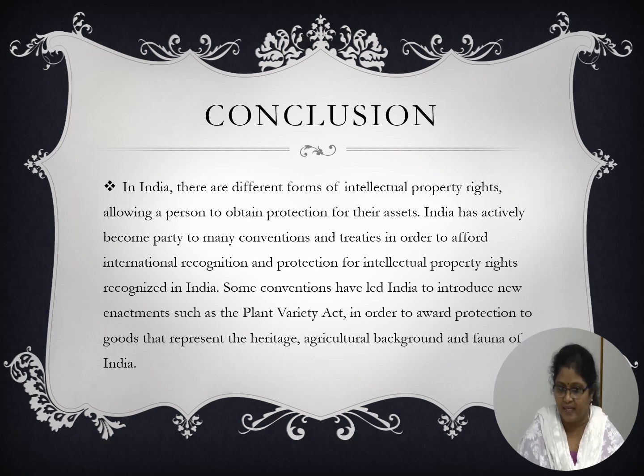Finally, I can say that in India there are different forms of intellectual property rights allowing an individual to obtain protection for their assets. India has actively become party to many conventions and treaties in order to afford international recognition and protection for intellectual property rights recognized in India. Some conventions have led India to introduce new enactments such as the Plant Varieties Act in order to give protection to goods that respond to the heritage, agricultural background and flora and fauna of India.